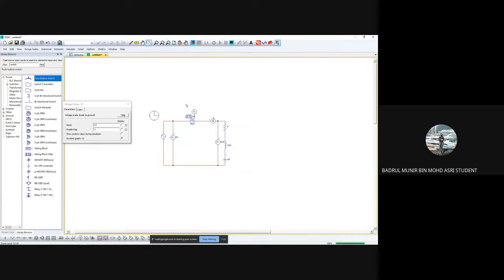Okay, Nabil will present. Run the simulation again and see how the result looks. Include the voltage probe reading as well. Where is the assistant engineer? We want to see the waveform. Which waveform?